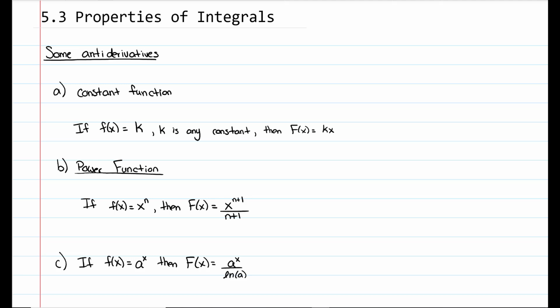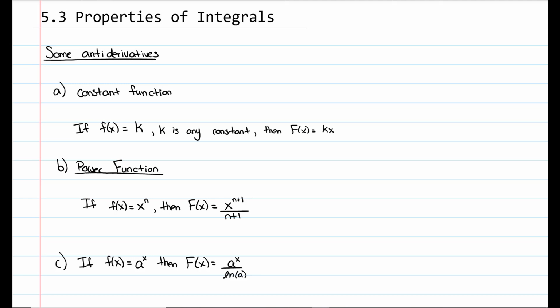Now I'm going to go over some antiderivatives that we will use generally from now on. A constant function. If f of x equals k, where k is any constant, then the antiderivative is equal to k times x. This means that, for example, if you had f of x equals 5, the antiderivative is 5x. This is because when you take the derivative of a linear function, you get a constant.